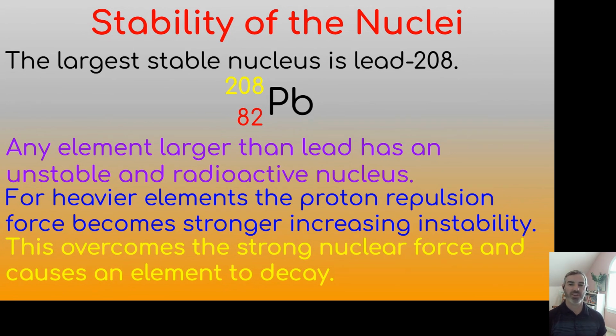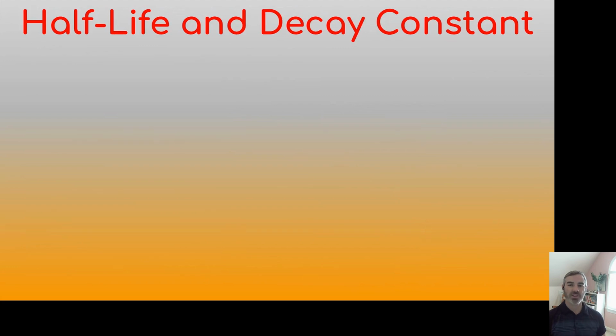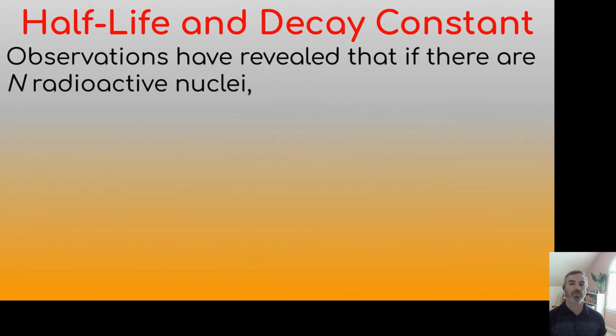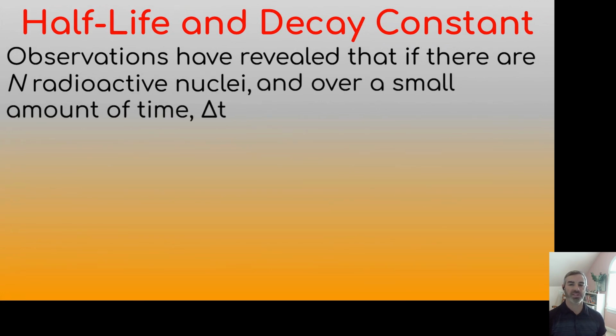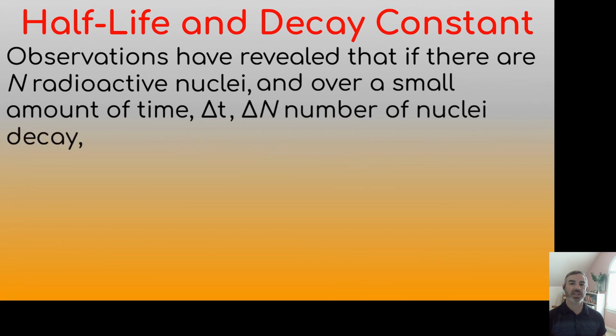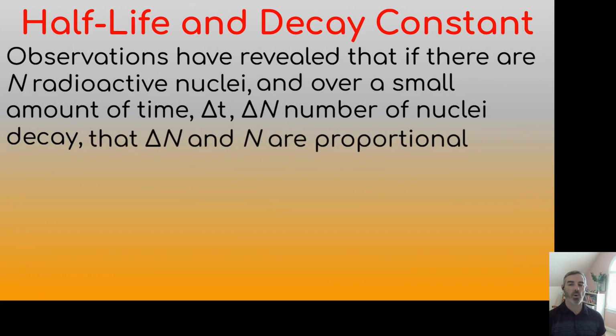Now, when something decays, it has a half-life and a decay constant. So observations have revealed that if there are N radioactive nuclei, and over a small amount of time, so we'll call it delta t, the change in the nuclei, that delta N is the number decayed, that delta N and N are proportional. So we can write the rate of delta N over delta t is proportional to N. Any proportionality we can change into an equality by multiplying by a constant. We'll call that constant negative lambda.